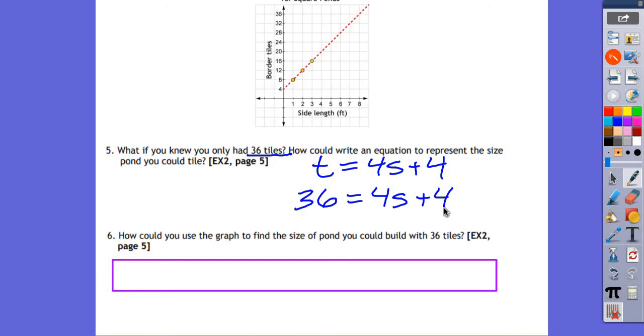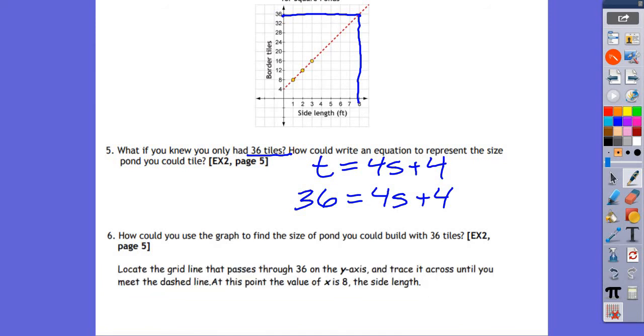I'm going to go up to 36 on my graph. I'm going to go over. It hit there. So I'm going to draw a line down. So what would my side length be? 8 on each side. So you could either write this paragraph explaining that, or you could draw an arrow to what you did there to find it.